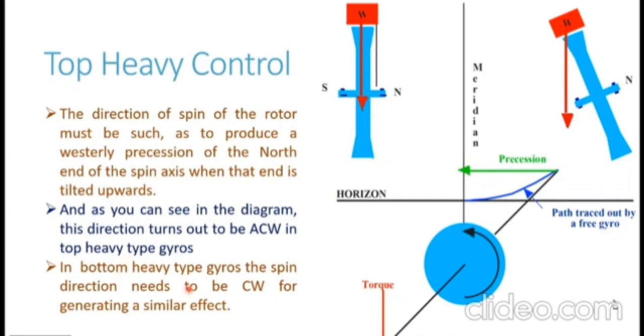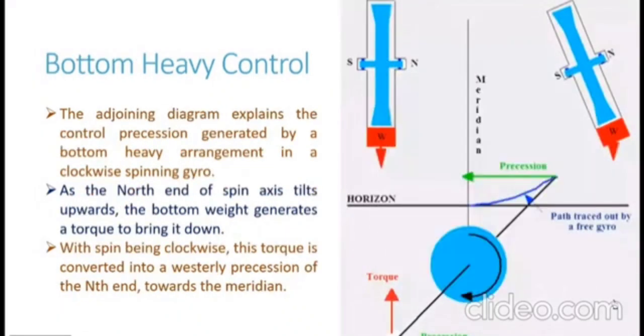Now, when we go to bottom heavy type gyros, we will see that the spin direction needs to be clockwise for generating the exact same effect. Now let's have a look at a bottom heavy arrangement in a gyro which is spinning clockwise. You have a similar diagram here, the only difference being that this weight is now attached at the bottom of the casing. You can see the spin axis, two ends of the spin axis represented by N and S. You can see the rotor in the middle. The black outline represents the rotor casing and this red color weight is attached to the bottom now.